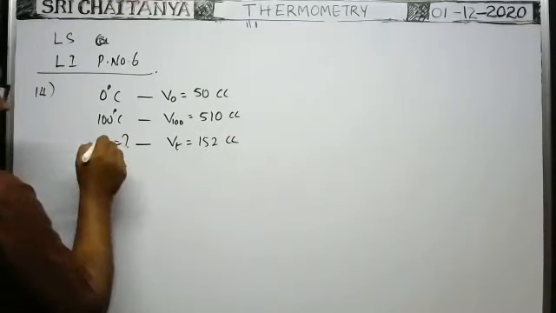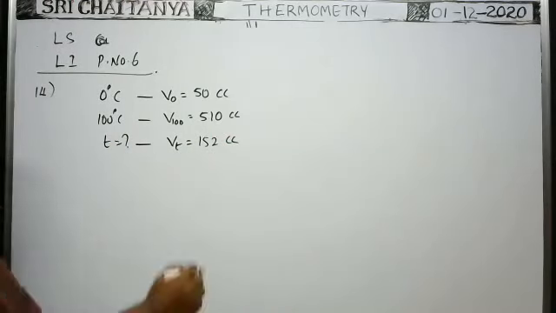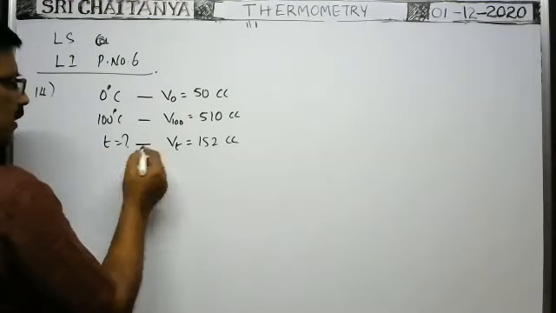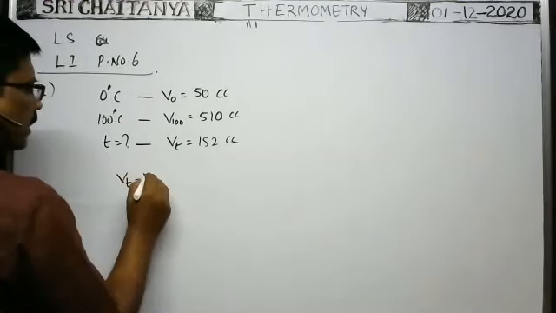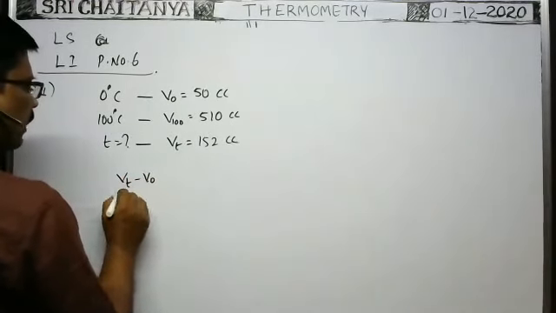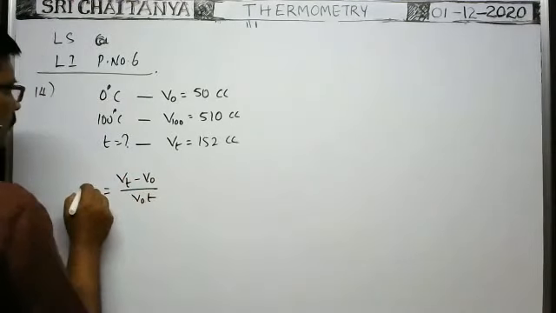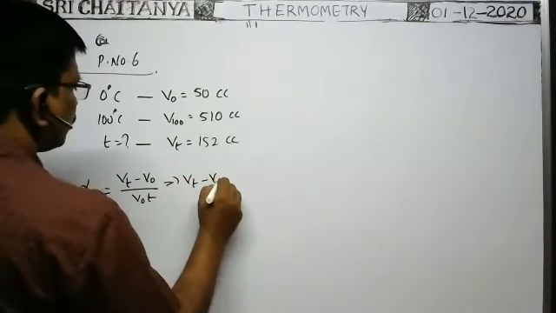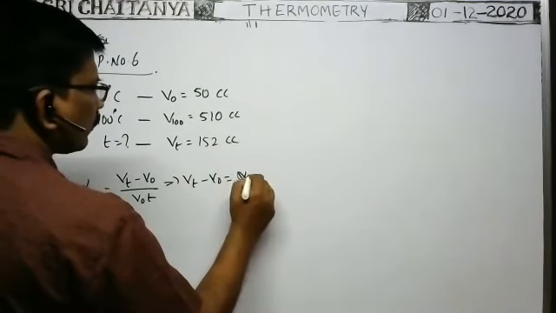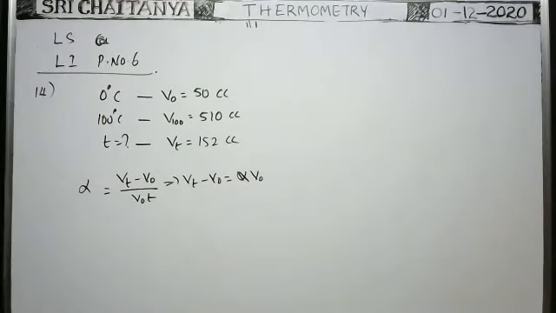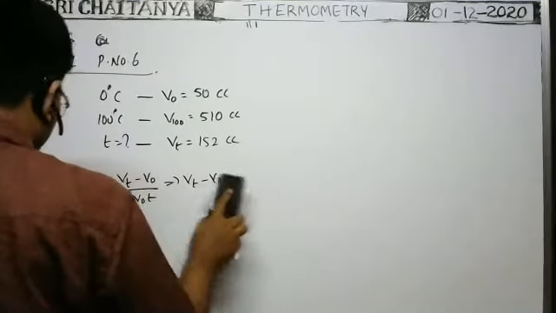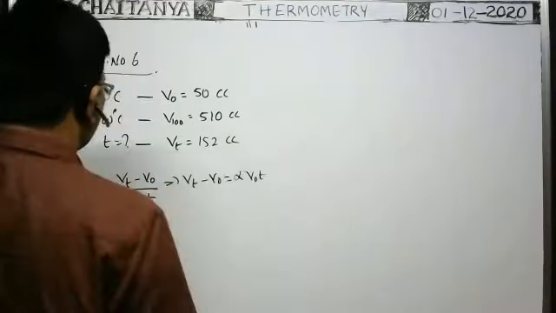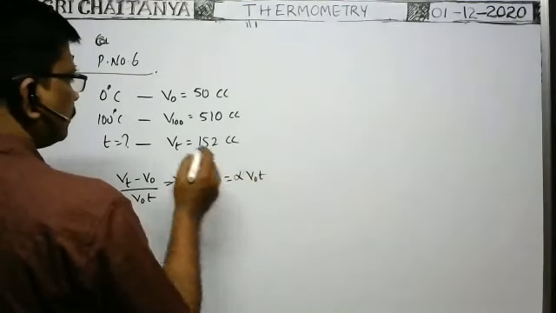Then what is the temperature of the room? That is the question they asked. Already at 0 degrees centigrade the volume is V0, and at any temperature T the volume is VT. Then we know (VT minus V0) by (V0 into T) is equal to alpha. From this, VT minus V0 is equal to alpha into V0 into T. Here alpha is constant.